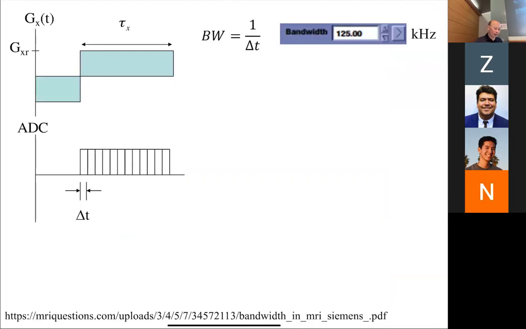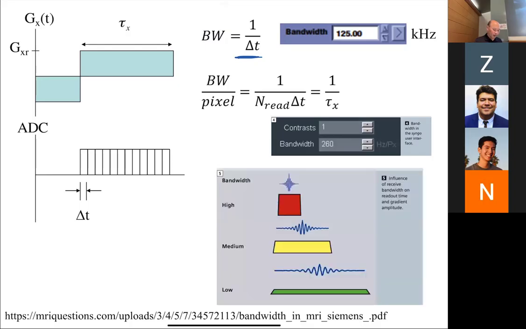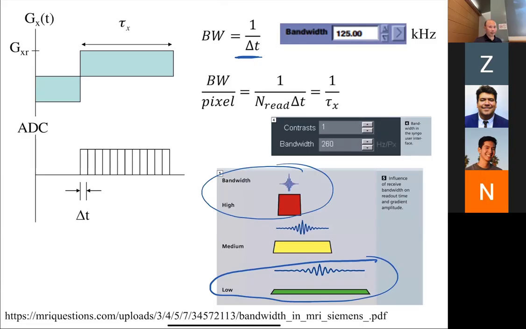So what is bandwidth? Bandwidth is basically just 1 over delta t. And the higher bandwidth just means you're going faster, and so your measuring time is going to go down with that, all things being equal. So here's the idea. If I spend a lot of time measuring, then I have a very low bandwidth. If I go through k-space really fast, then I have a very high bandwidth. So low bandwidth is I'm spending a lot of time measuring, going through k-space fairly slowly. And high bandwidth is I'm just zipping through.